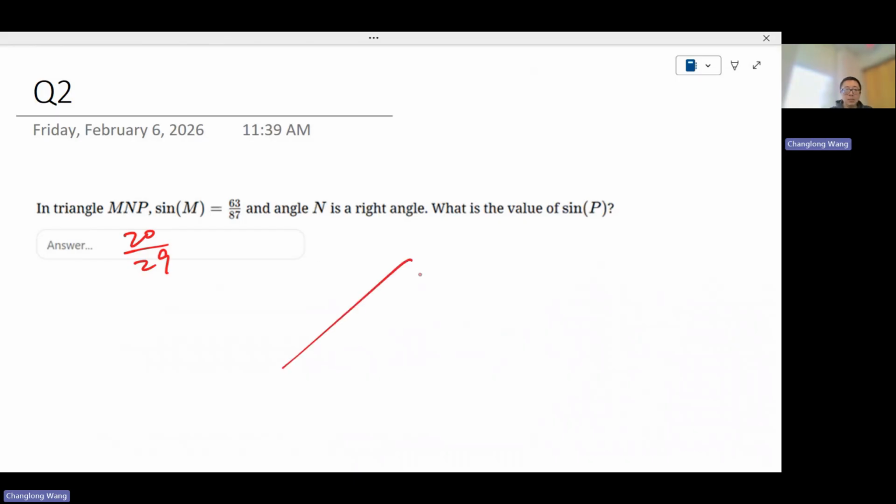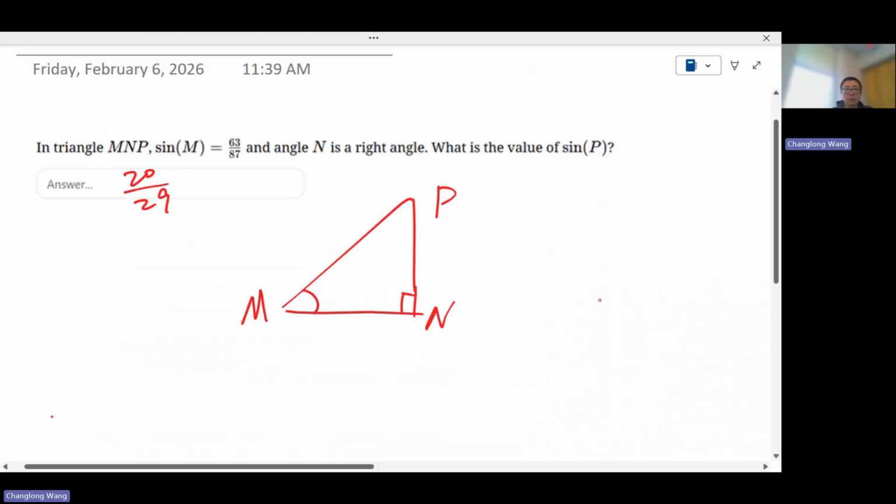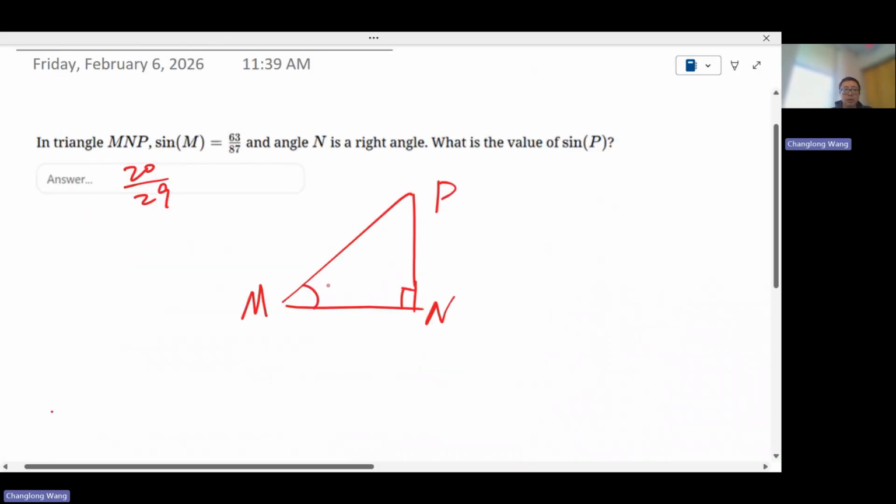Anyway, let me put the work down, so if you ask me for the notes, you're going to have it. All right, so let's say N is the right angle. So this is N, and then M and P. Doesn't matter, as long as I know that it's the right angle. They say I know the sine of this angle, so let's call it angle M. They want the sine of P.